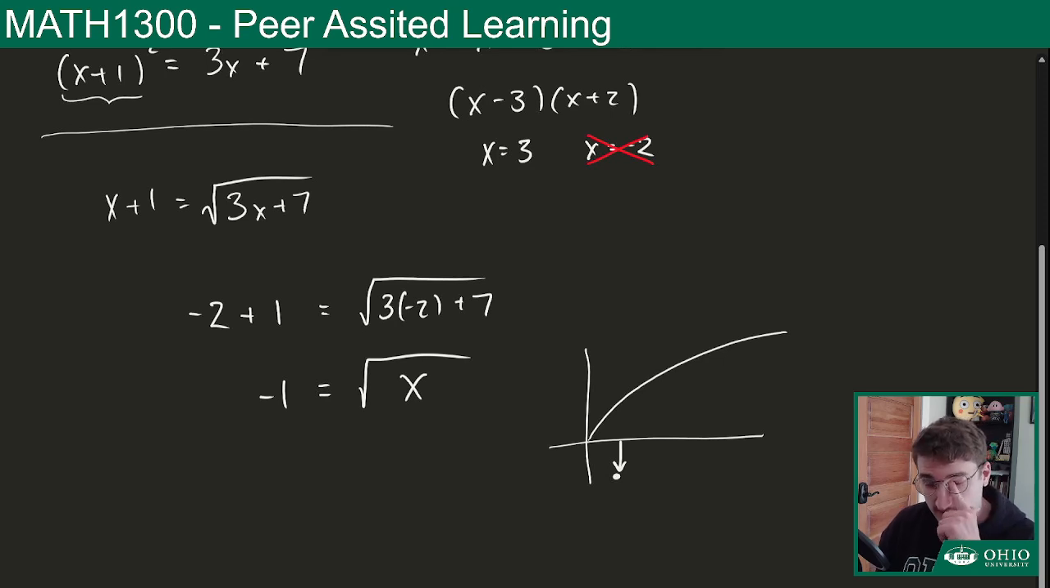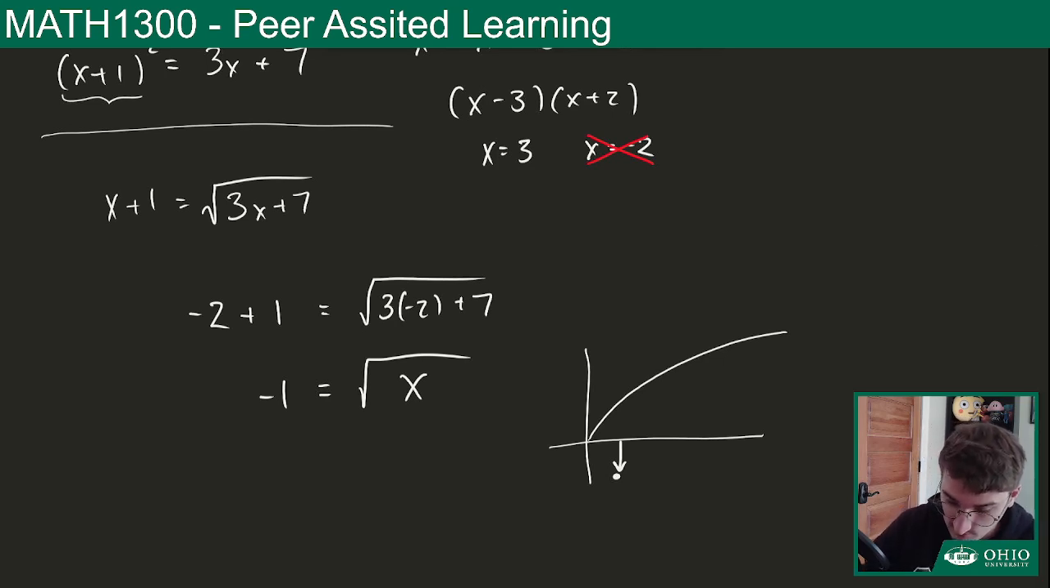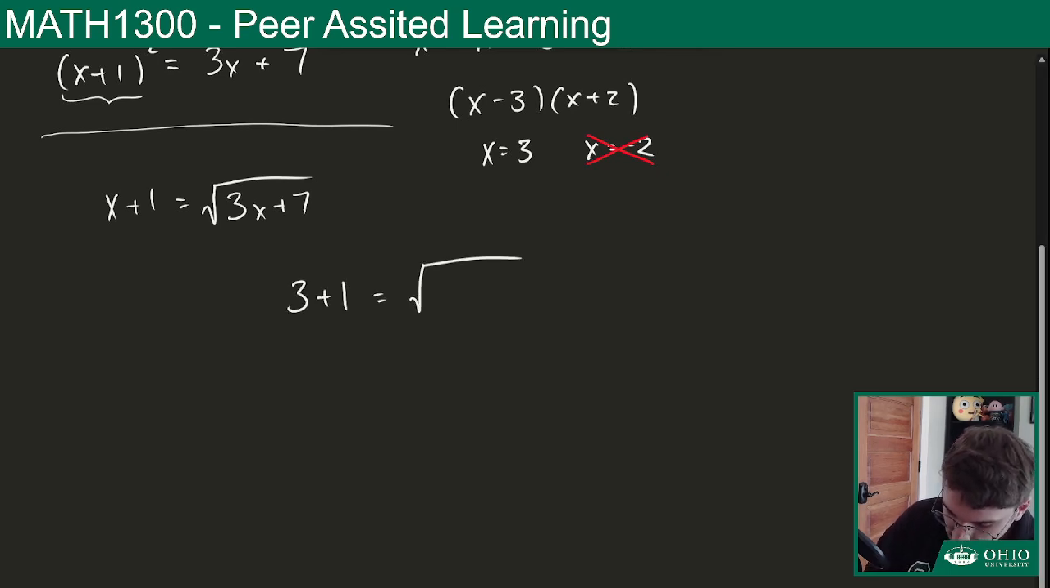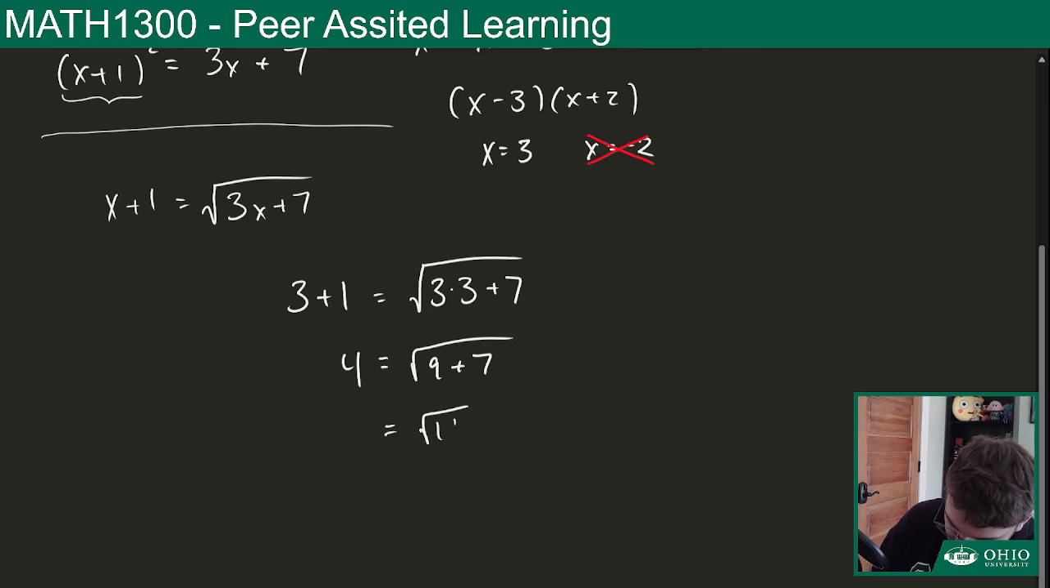Now, you can go ahead and check 3. You can verify that that works. Let's just do that for example. So I get 3 plus 1 is equal to the square root of 3 times 3 plus 7. This is going to be 4. We will get 9 plus 7, which is going to be the square root of 16, and the square root of 16 is 4. And so that solution works out.